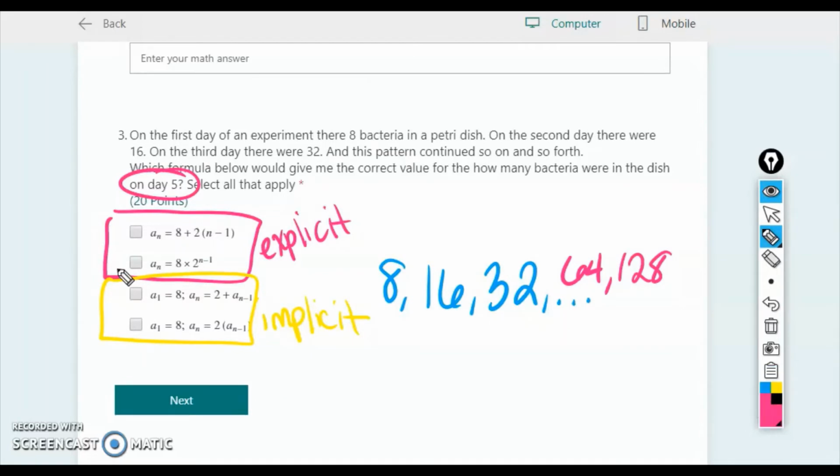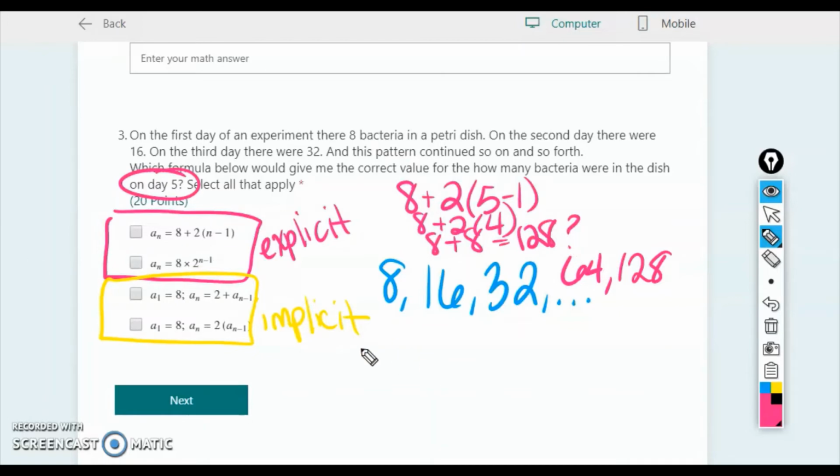So let's look at the first set. 8 plus 2, parentheses, n minus 1. Well, the n is 5 because I want the 5th day. So let's see if that works. 8 plus 2 and then 5 minus 1. So 8 plus 2 times 4. So 8 plus 8. Does that give me 128? Well, no, so it can't. That doesn't work. So let's try the second one.